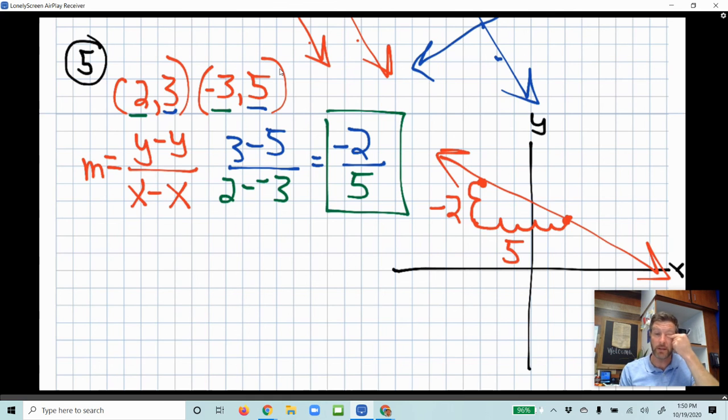So if I'm looking for confidence, again, some people don't want the extra time, but if you're looking for confidence that your answer is right, there's a way to do that graphically. But the bottom line is you subtract the y's over subtract the x's.